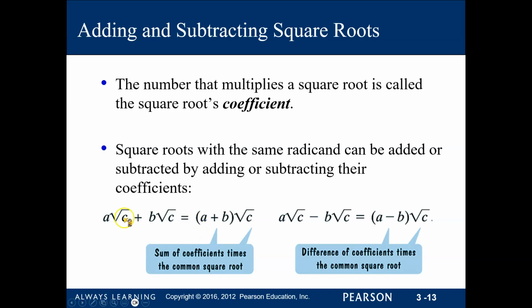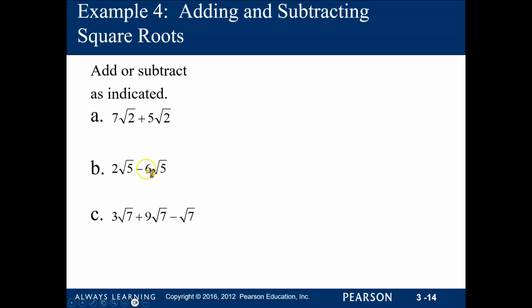If they have the same radicand, so square root of c, you can add a and b together. Or you can also subtract them. Okay, so remember, if you have similar radicands, similar square root parts, then you can add or subtract them just simply by using their coefficients. So in this case, add or subtract.